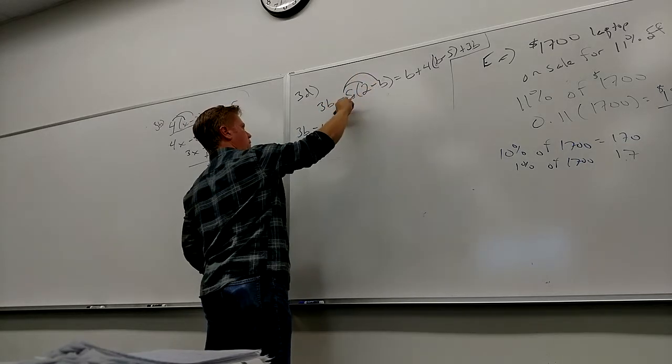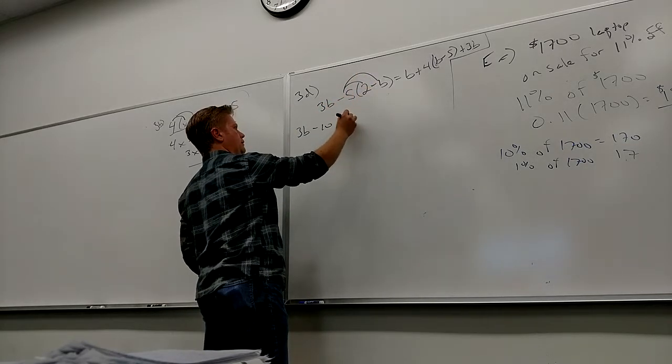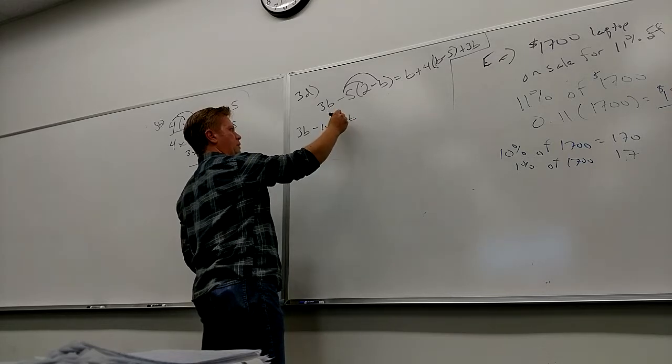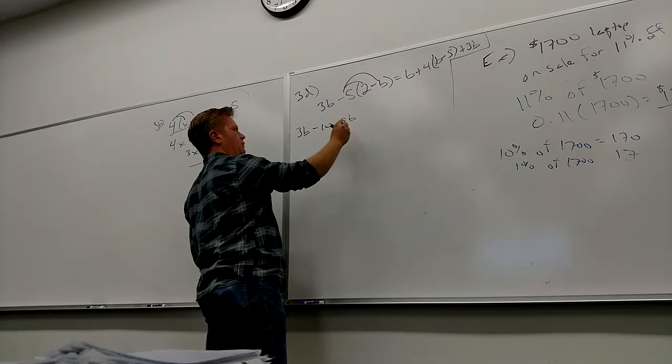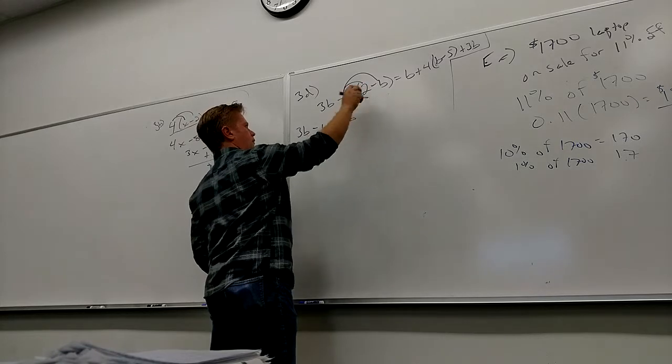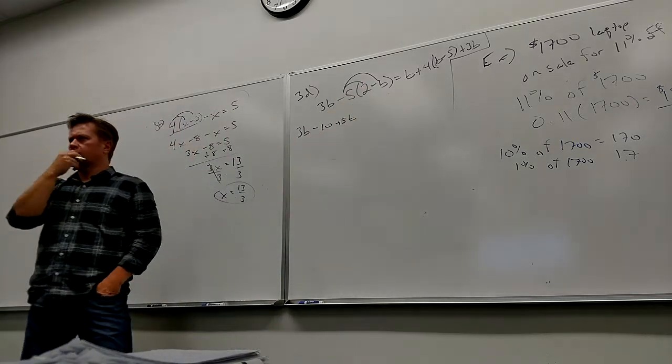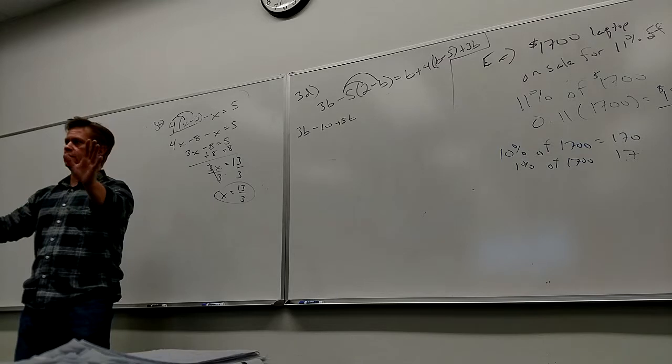The biggest mistake people make, I get all kinds of things here. I get it stays the same. I get it becomes plus. I get it's minus 5B. It's supposed to be plus 5B. And if you make a mistake there, you have no chance to get the equation right.